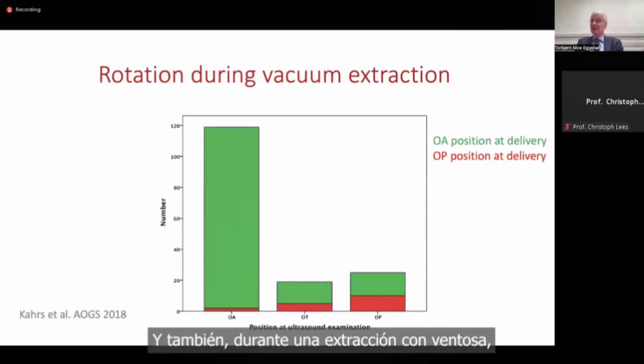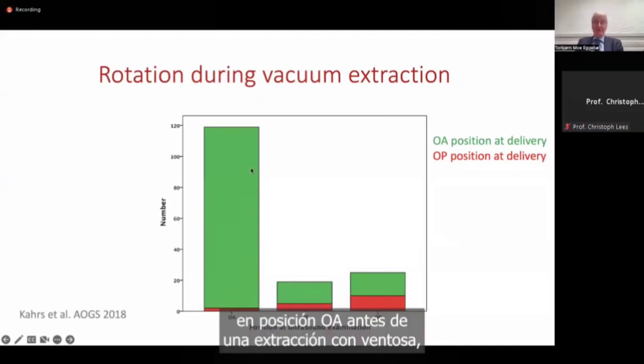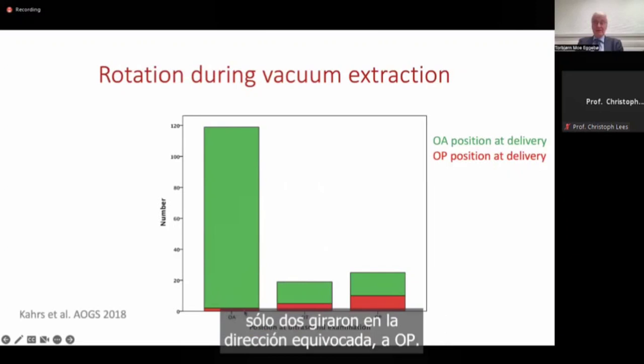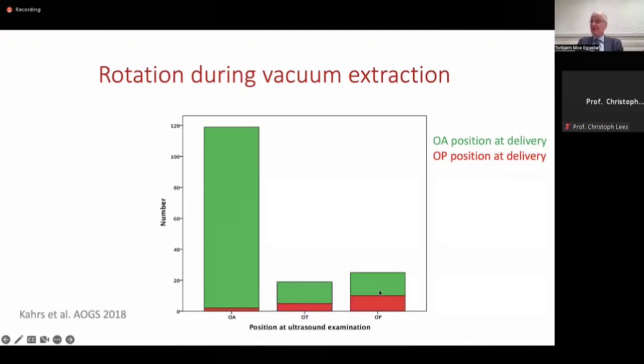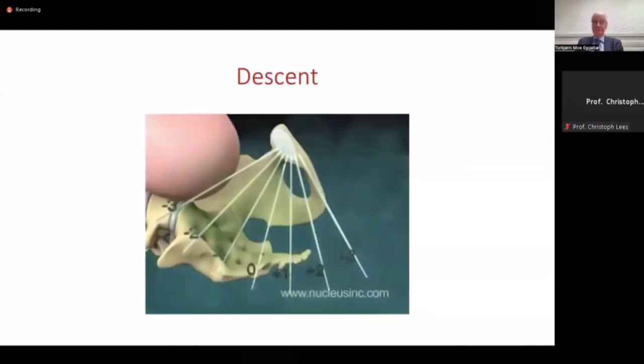And also during a vacuum extraction, the fetal head has the possibility to rotate. Here, of 120 women in OA position before a vacuum extraction, only 2 rotated the wrong direction to OP. In OT and OP positions, most of them rotated to an OA during the extraction.